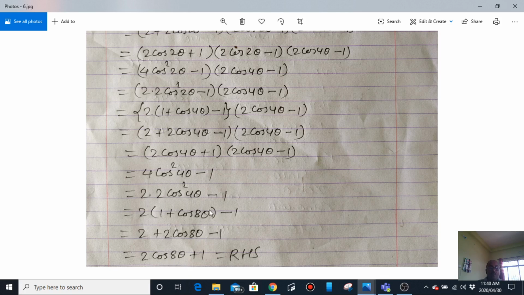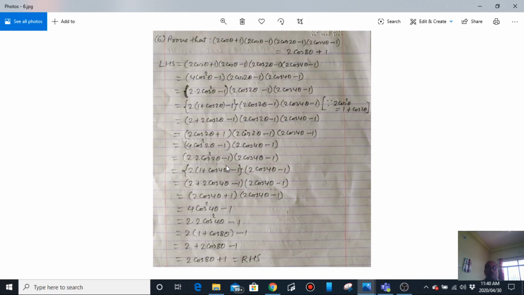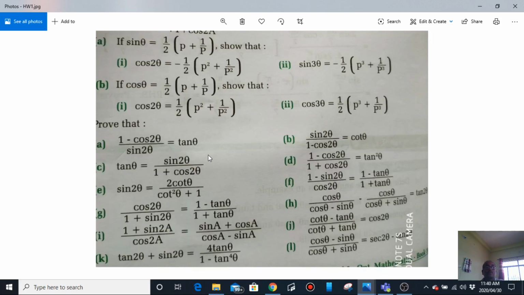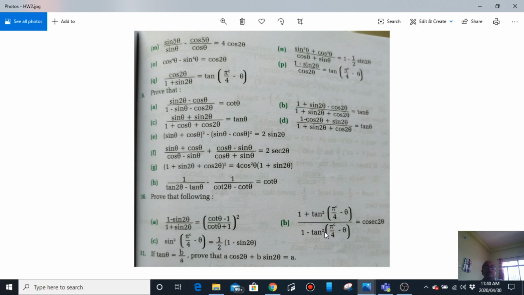In this way we end today's session. So here you have to solve from here to here all questions, and next page you have to solve from here to here. It is your try, and give your comments through this app and through WhatsApp group which questions are difficult. So I'll try to solve and again give you in next class.